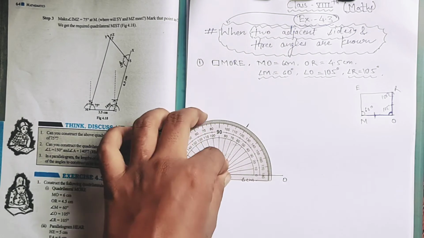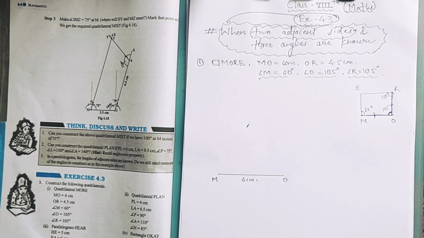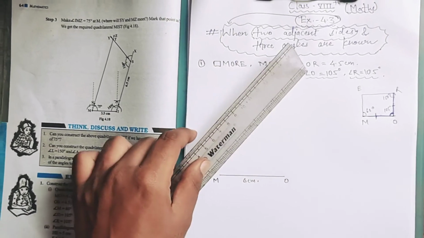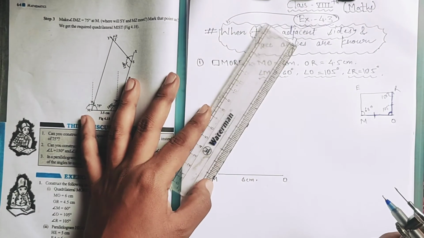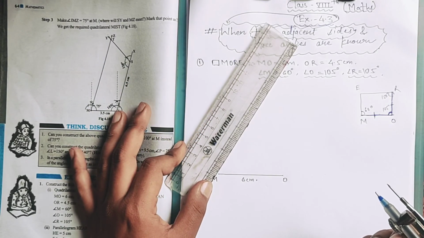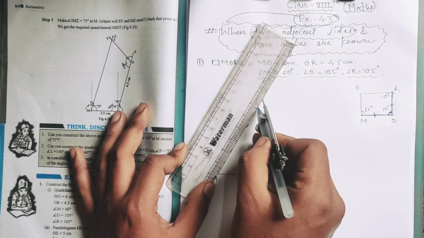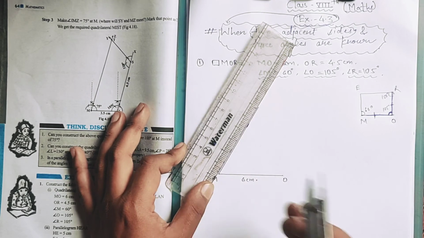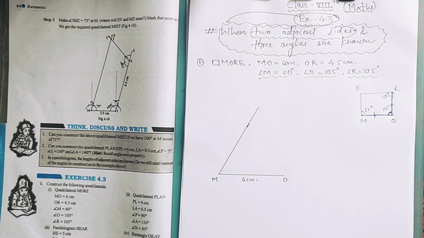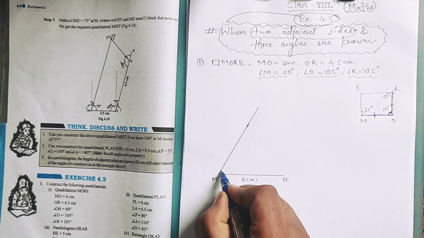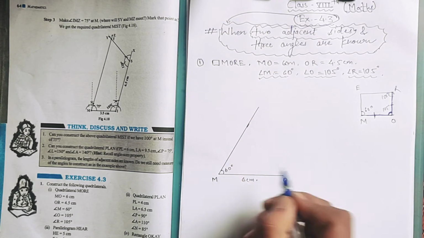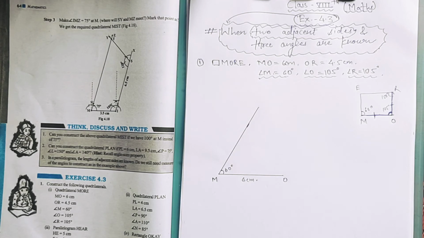Okay, so we found a point where point M makes an angle of 60 degree. So join this point to M with the help of scale and a pencil. So this is the angle M, which is of 60 degree. First part complete.